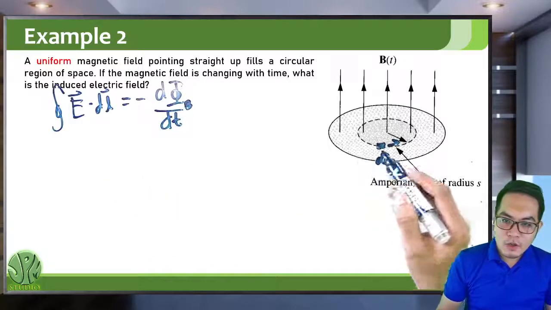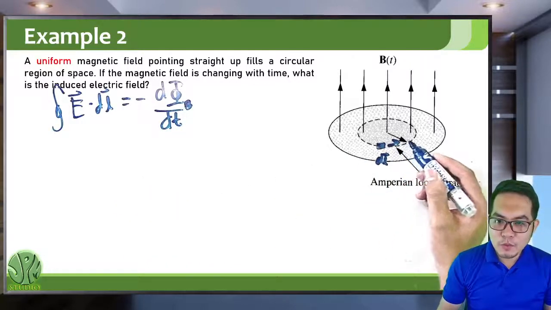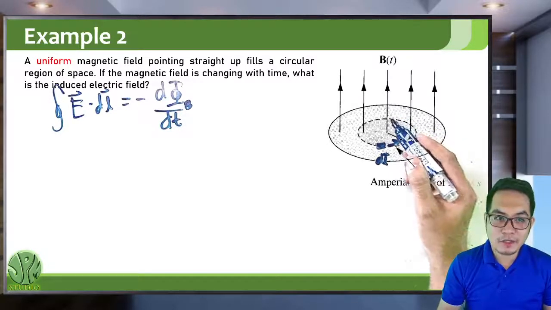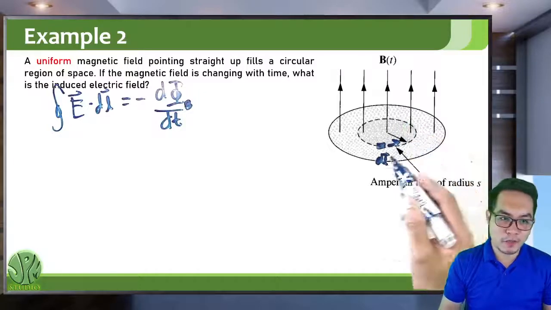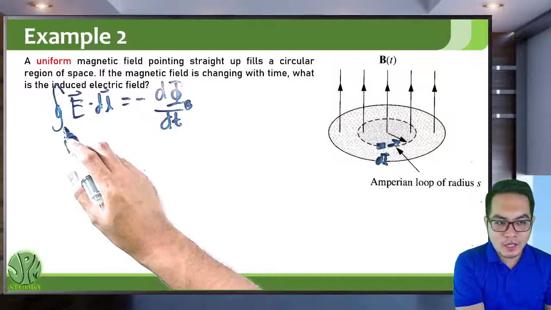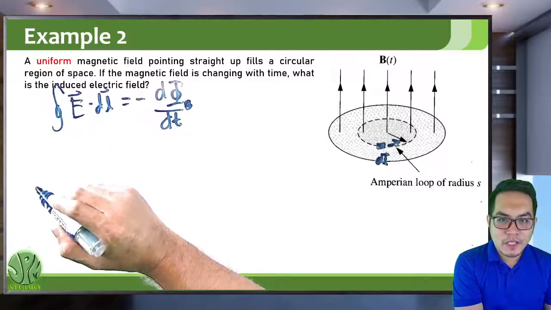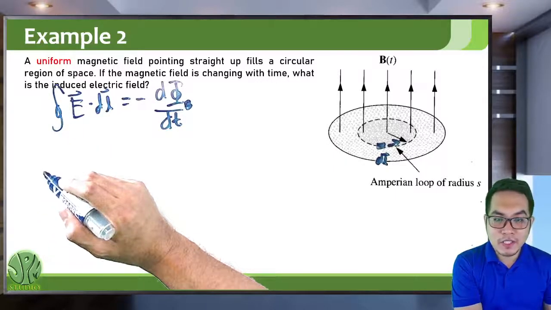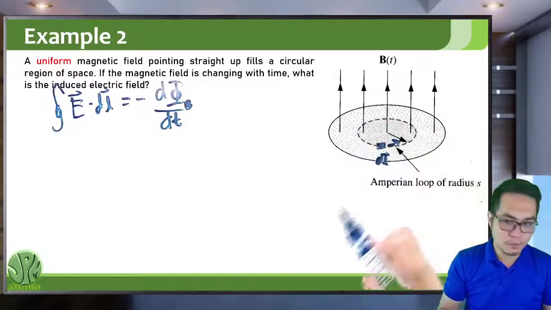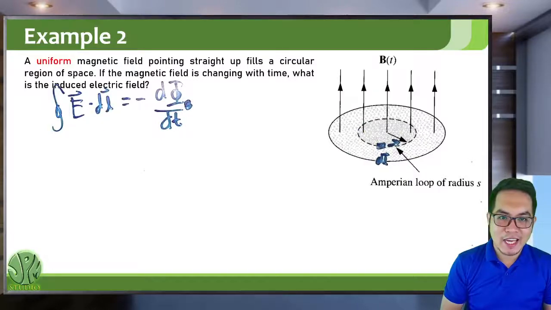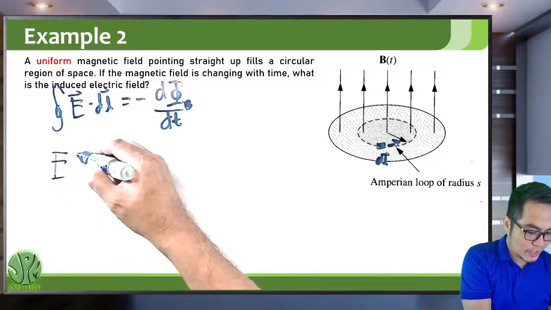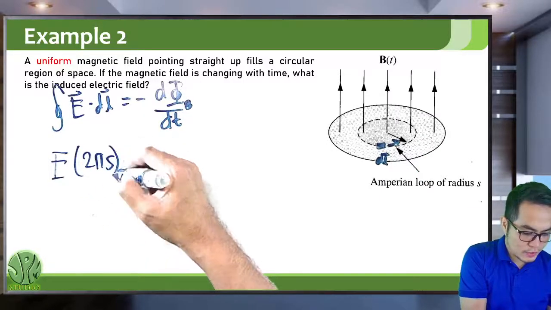So also in our Amperian loop, at all points in the loop, the value of the electric field is the same. Meaning I can take it out of the integral and I will be left with the integral of dl. The total integral of dl is just the total length, which in this case is the circumference of the loop. Our loop has a radius s, so this integral will become E times 2 pi s.